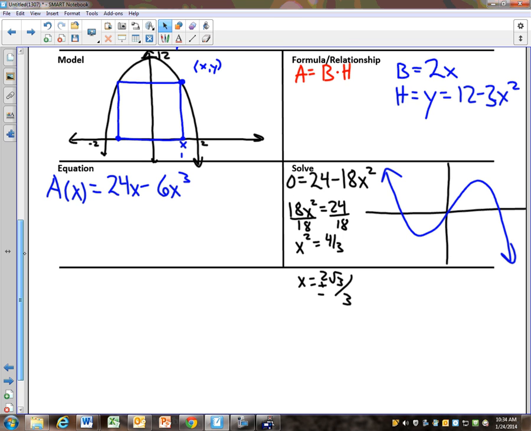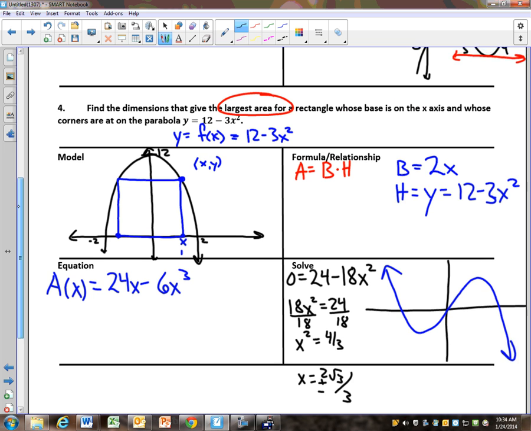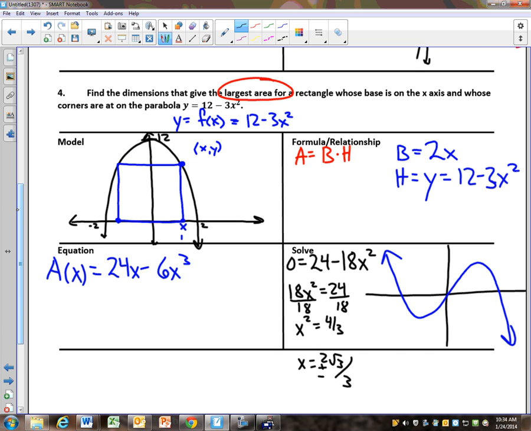So we found x is equal to 2 roots of 3 over 3. The question was, what are the dimensions? If x is 2 roots of 3 over 3, what should the base be? Double that. Very good. So 4 roots of 3 over 3. And how would you figure out the height? You would plug it in.